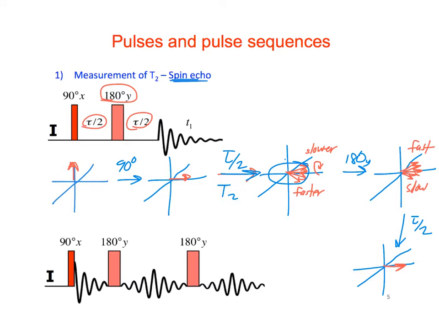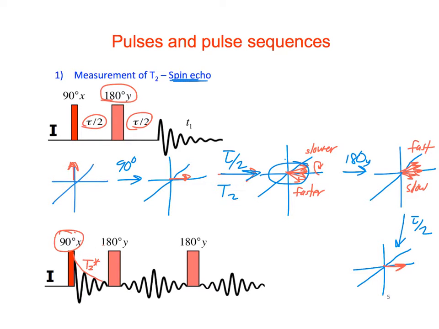Okay? And so what happens in this experiment is, here's the 90-degree pulse here. So we start to get some relaxation based upon T2, or actually what they say is this is based upon T2 star.